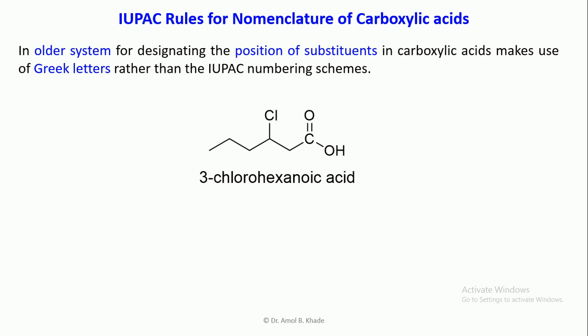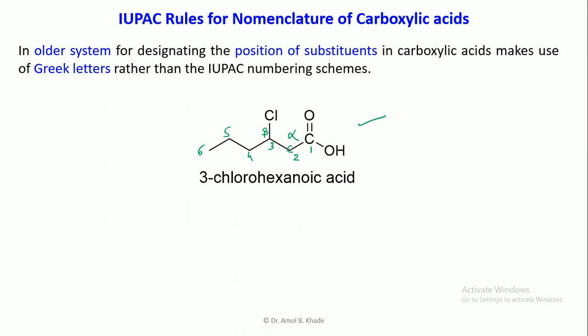In carboxylic acids, they use the Greek letters rather than the numbering 1, 2, 3. So here you can see, if I want to give the IUPAC name for this compound, we can easily give the numbering for these carbons as 1 to 6. So it is a hexanoic acid, and at carbon 3 we have a chlorine atom. In Greek terminology, we start from the carbon atom of the carboxylic acid. What is the next carbon? This is the next carbon, and it will be referred to as alpha. Then the next carbon to the alpha will be referred to as beta, then gamma, delta, and so on.